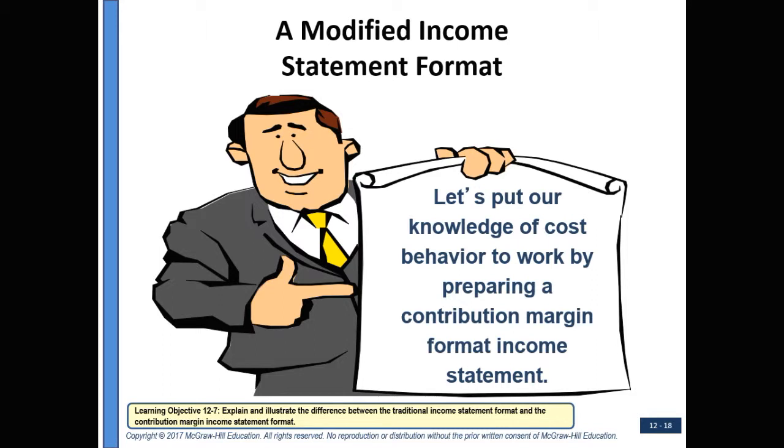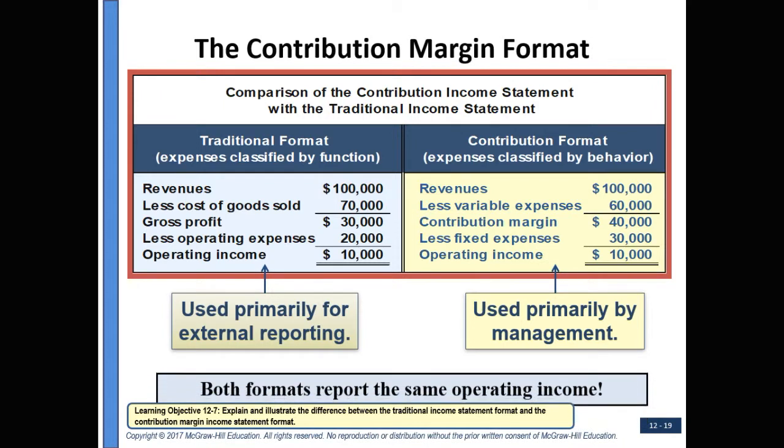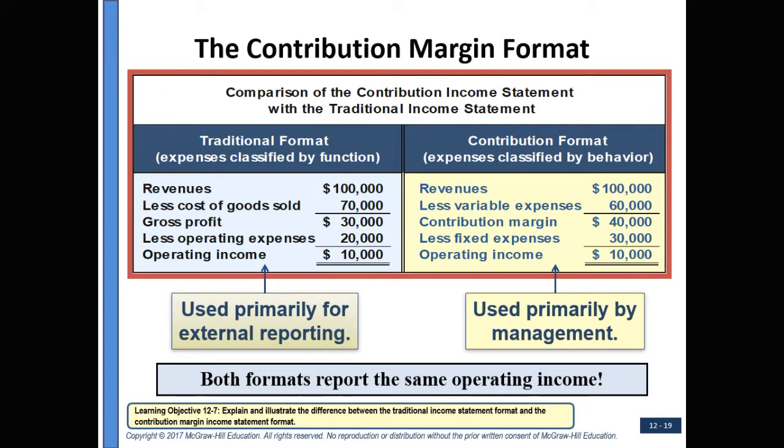Going to move forward a little bit more, and we're going to look at the modified income statement. So we're going to take the basic knowledge of cost behavior, fixed, variable, semi-variable, and we're going to put it to work by creating what's called the contribution margin format income statement. So it's a different income statement than the one that you see in the externally published financial statements. This is an income statement format that is only used internally.